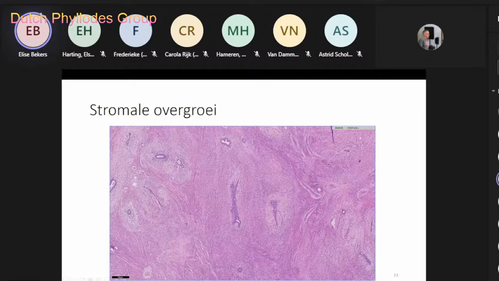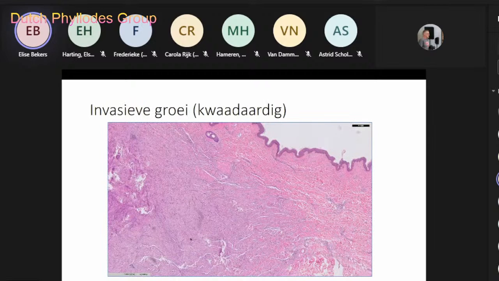all similar distance, and then all of a sudden the distance from one duct to the other becomes way bigger. So here the stroma overgrows it. Also, this is quite cellular, so this is already a lot of purple instead of pink. So this already looks highly like a Phyllodes tumor.